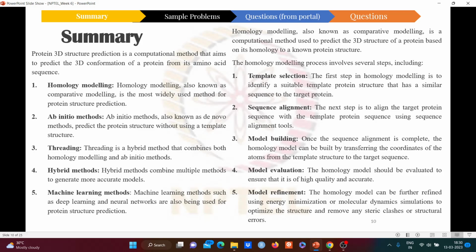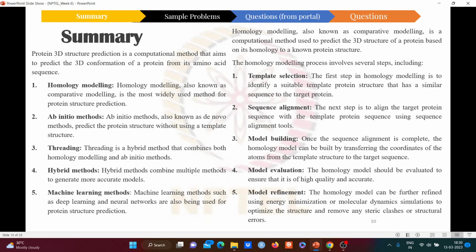Next is the model evaluation. The homology model should be evaluated to ensure that it is of high quality and accuracy. This can be done using tools such as ProCheck or MolProbity, which evaluate the quality of the model based on various criteria such as bond lengths, angles, torsion angles, and packing density.